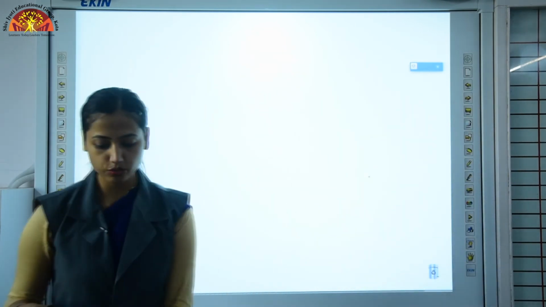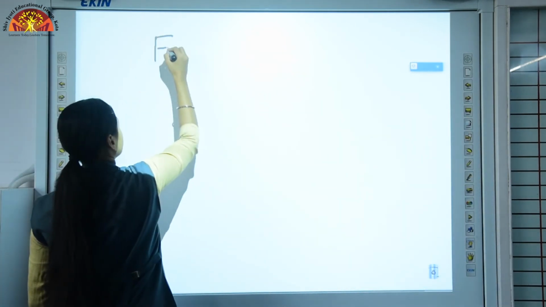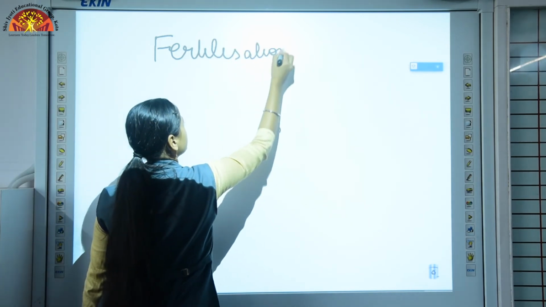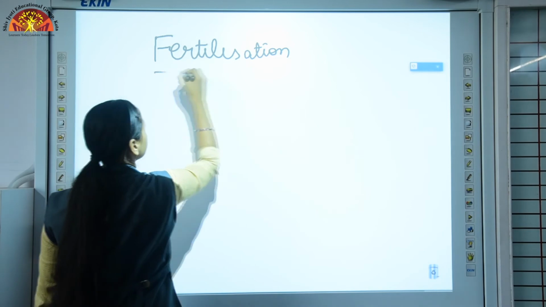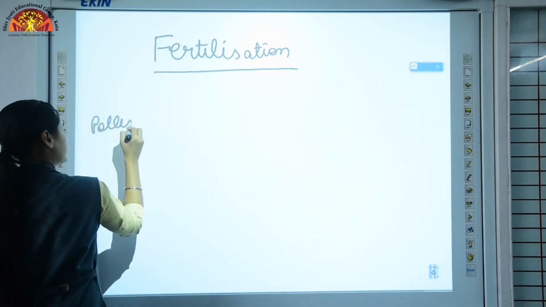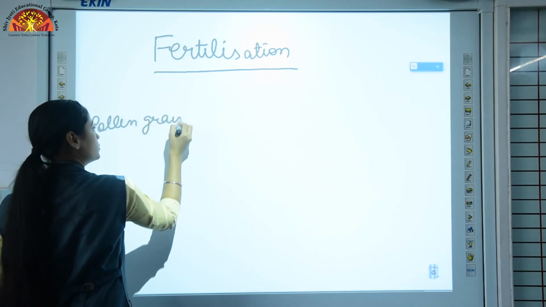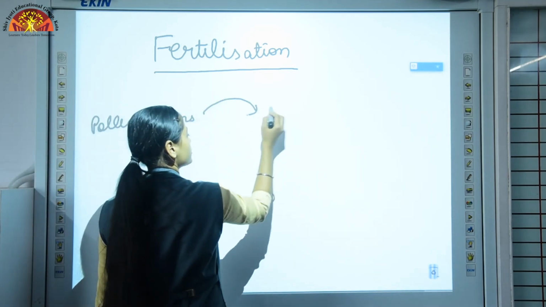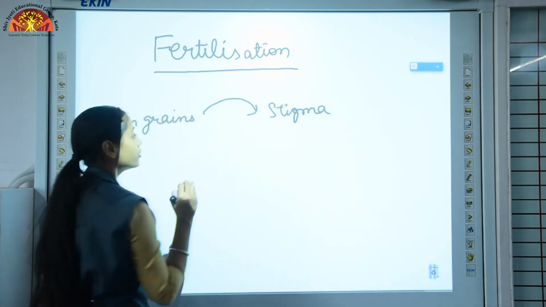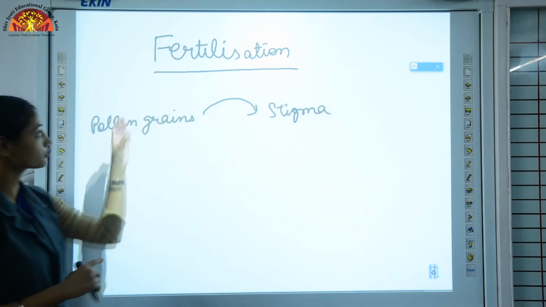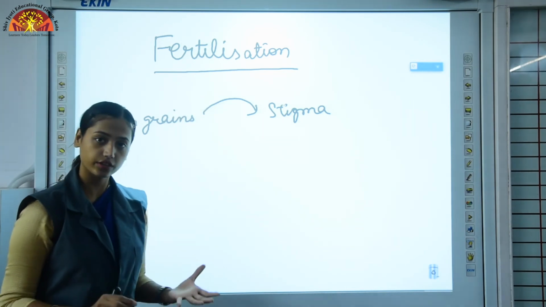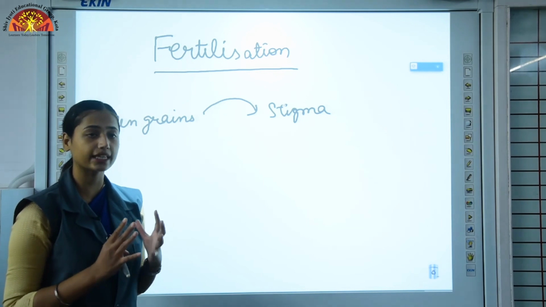Now second term is fertilization. Pollen grains transferred to stigma of another flower. Okay, now what will happen? We know that to fertilize, fusion of male gamete with female gamete is required. So how that fusion will take place?